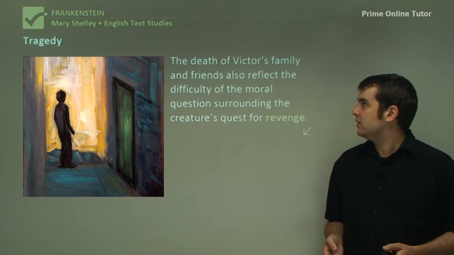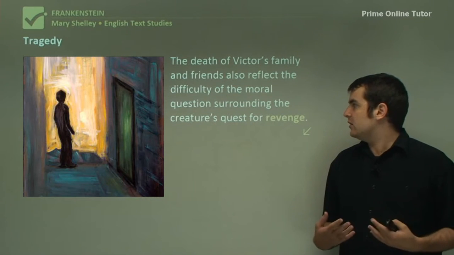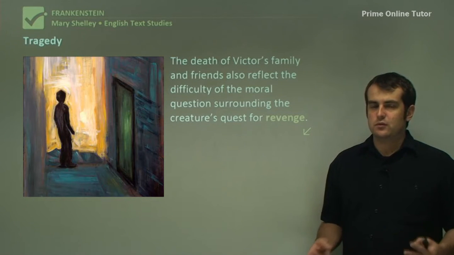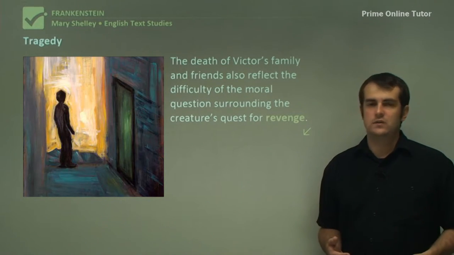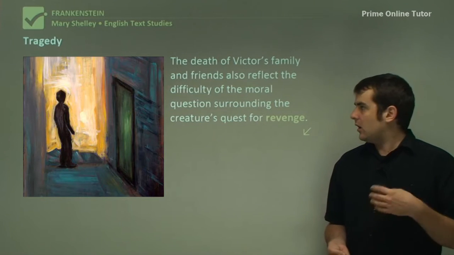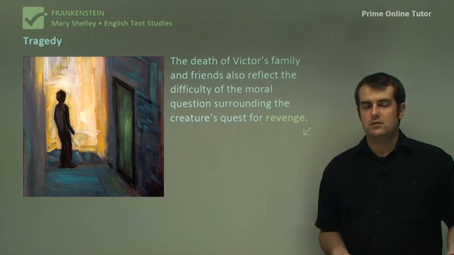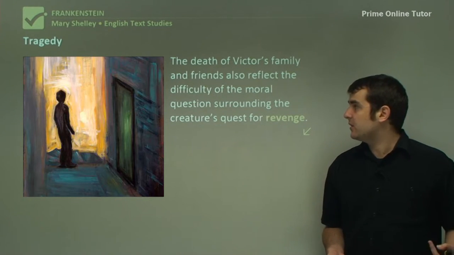Everything ends tragically. The death of Victor's family and friends, this moral question, essentially everything that surrounds the creature in his quest for revenge, including the climax of the story where the creature holds Victor in his arms, are all tragic in nature and therefore reflect this idea of tragedy, particularly in a way that a Hamlet or a Macbeth would do exactly the same thing.